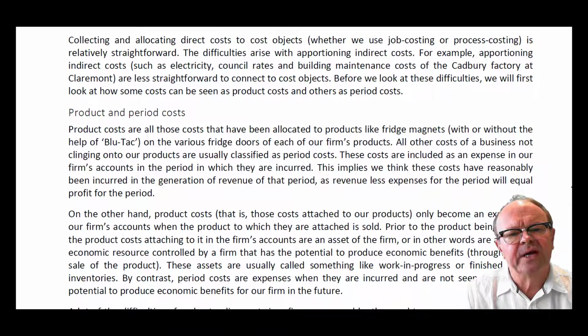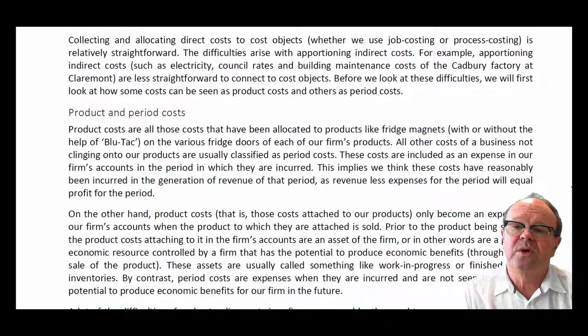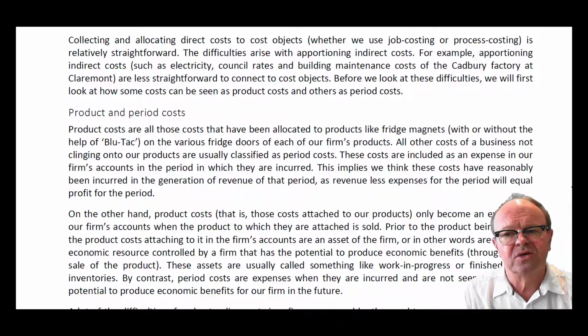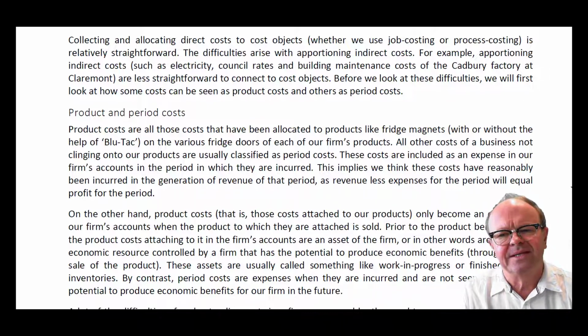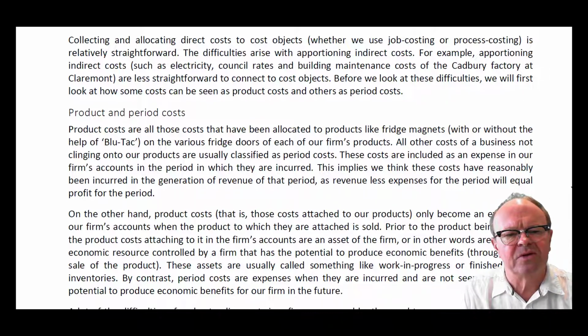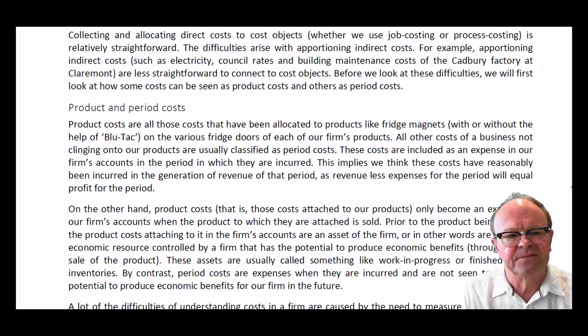Collecting and allocating direct costs to cost objects, whether we use job costing or process costing, is relatively straightforward. The difficulties arise with apportioning indirect costs. For example, apportioning indirect costs such as electricity, council rates and building maintenance costs of the Cadbury factory at Claremont are less straightforward to connect to cost objects. Before we look at these difficulties, we will first look at how some costs can be seen as product costs and others as period costs.